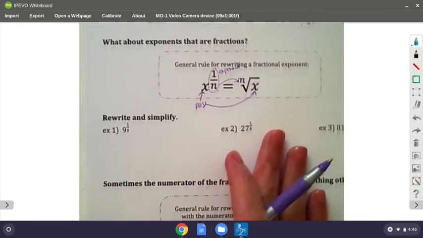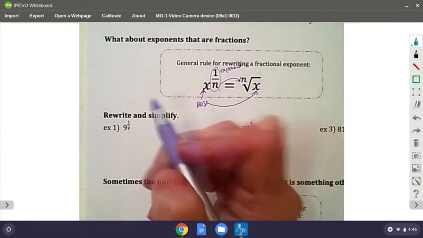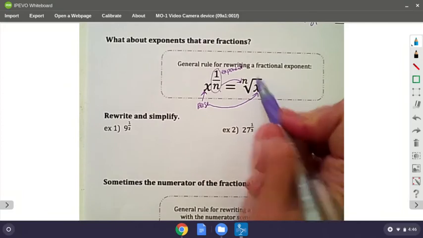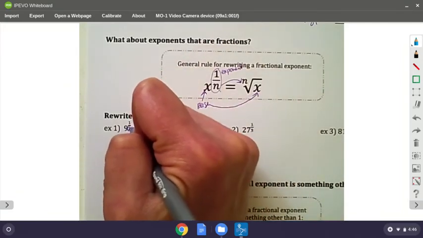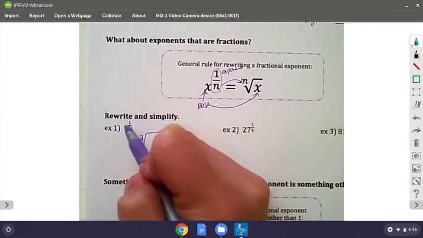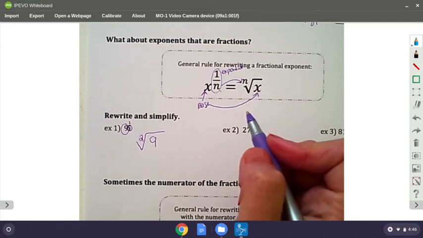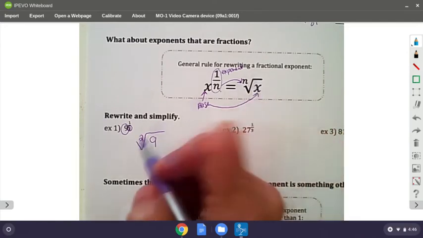So if you see this example 1 right here, we have 9 to the 1/2 power. So just like with this general rule, the denominator of the fraction becomes the root. So this is going to be a square root. And then the base becomes your radicand. So this is really just asking us the square root of 9, which is 3.